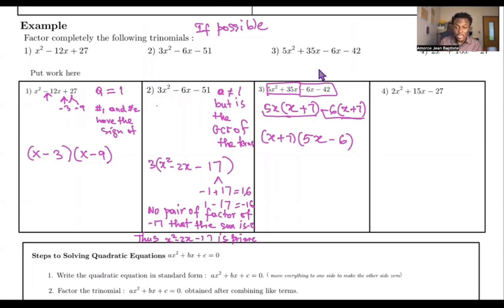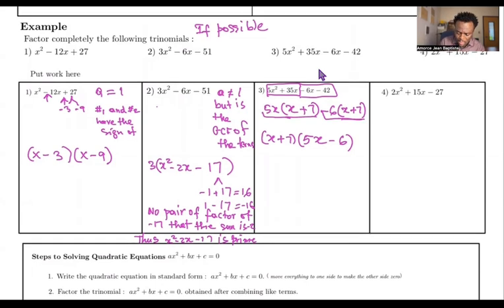Now next, let's factor the expression 2x squared plus 15x minus 27. Well, first observation is that A is not 1.